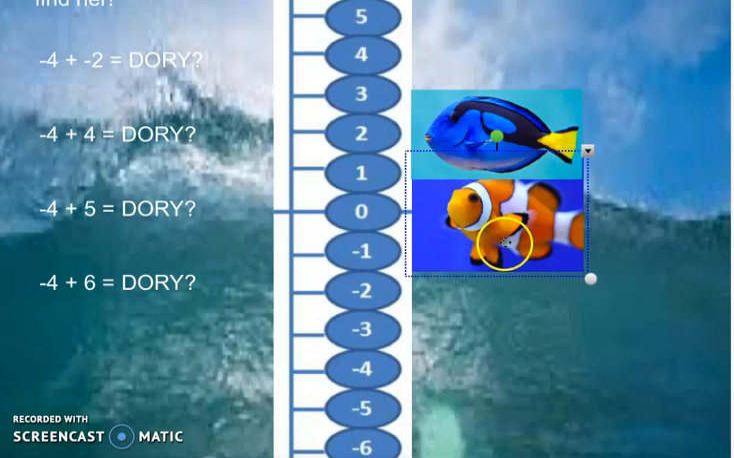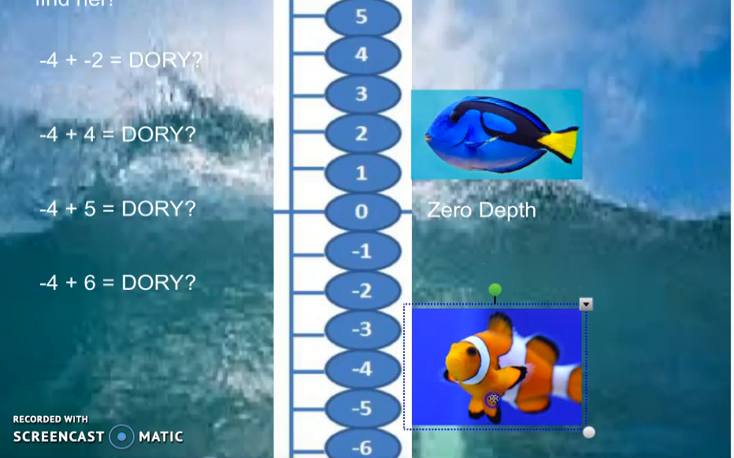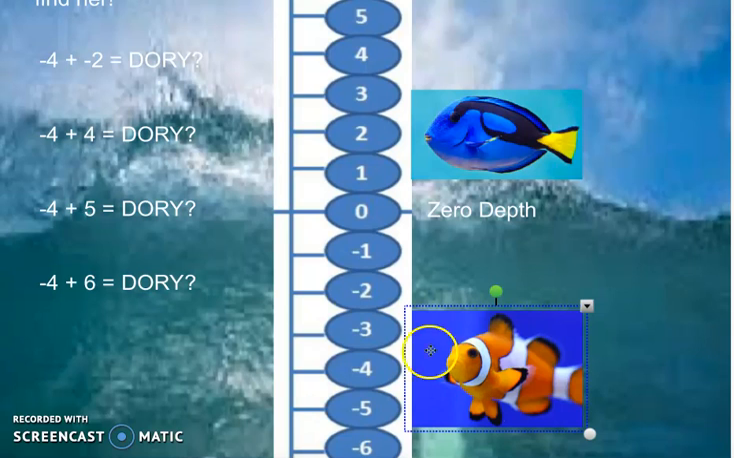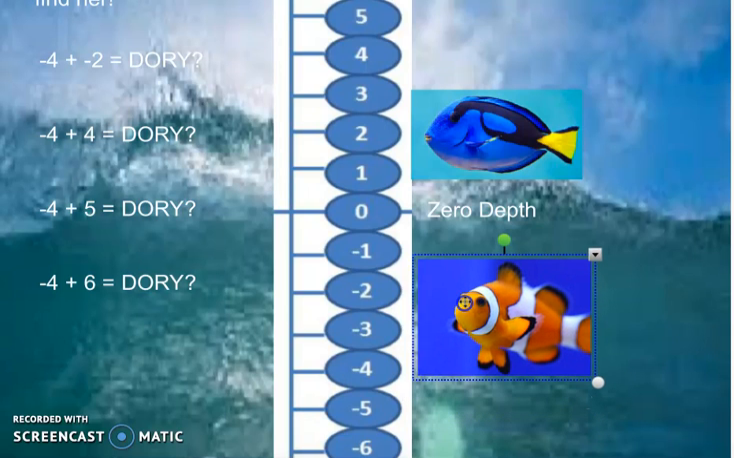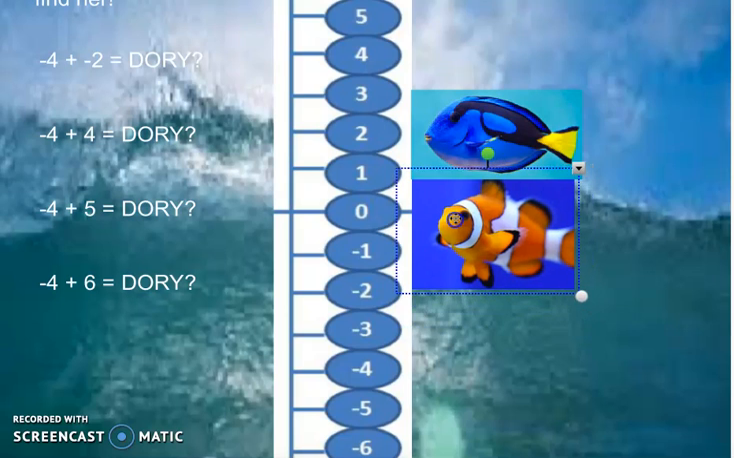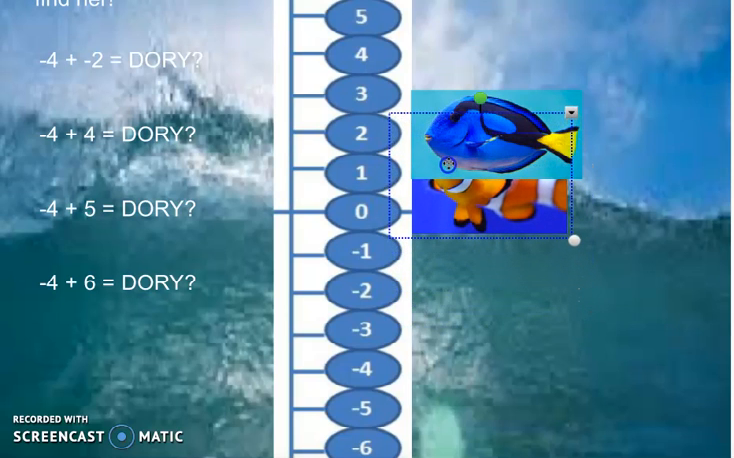Now let's try the next problem. It says start at -4 again, and he's facing the positives. That's what positive means, so he faces up. And then it says +5, so he moves forward 5 spaces: 1, 2, 3, 4, 5. He is pretty close to finding Dory, but he's still not exactly where Dory is. He is at +1. He's close, but not quite.